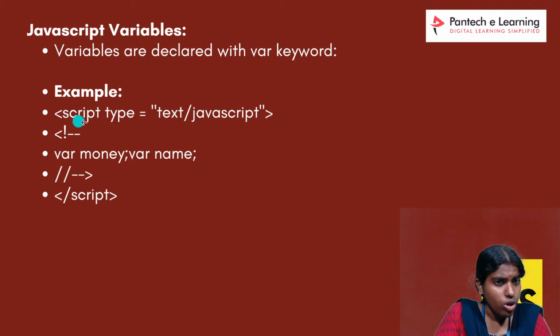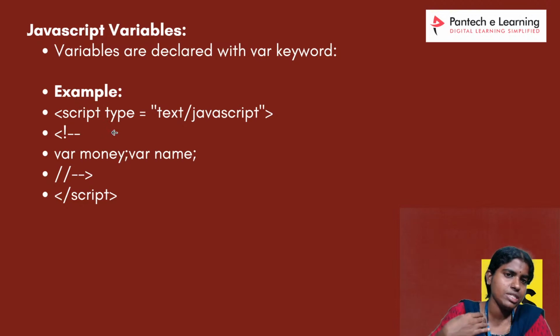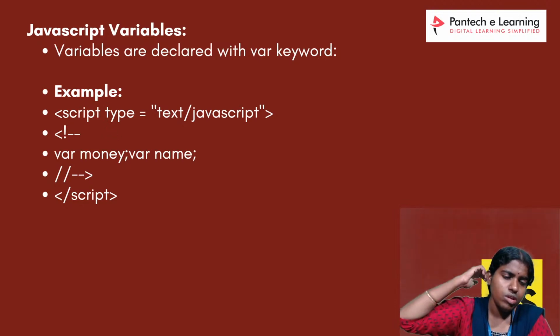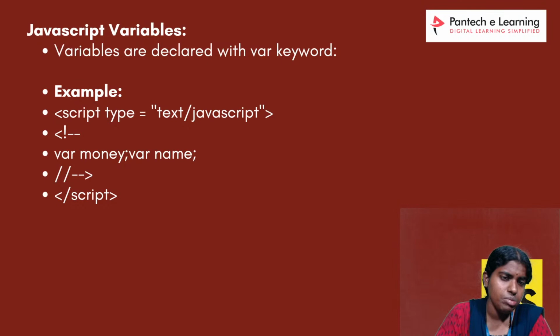Whenever I want to write any JavaScript coding, I use the script tag followed by the type attribute. What is the use of this type attribute? They provide some additional information about my tag elements, whatever type of tag elements I am using.